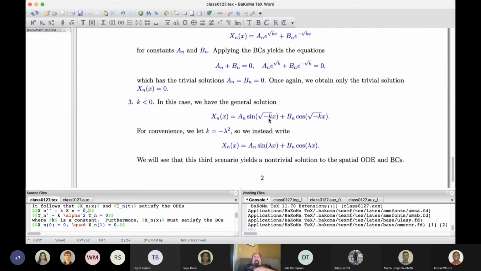Now, k is assumed to be negative. So then we're taking a square root of a positive number. So just for convenience of notation, I'm going to say k is equal to minus lambda squared, because this is definitely a negative number. So now the solution has this form. So we want to see if this can satisfy the boundary conditions, and it better, because it's our only option left.